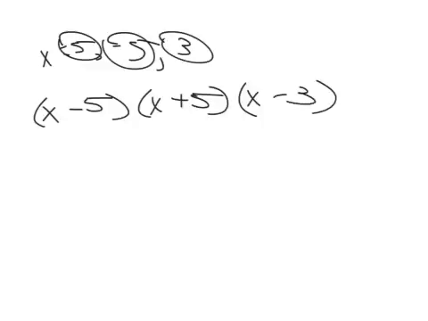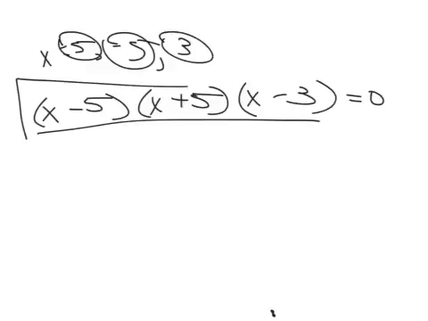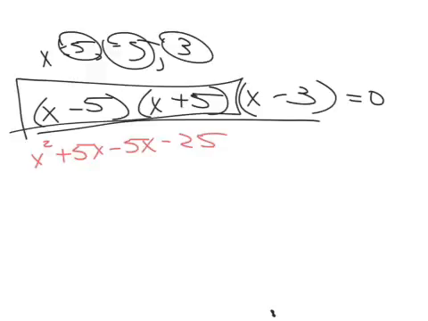Okay? So far you're lost, right? That equals 0. I'm going to use the FOIL method. I'm going to multiply all 3 together, but I can only multiply 2 at a time. So let's do the FOIL method of that. First, outside, inside, last. So I get x squared, those cancel, minus 25.